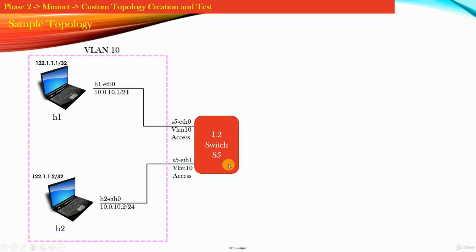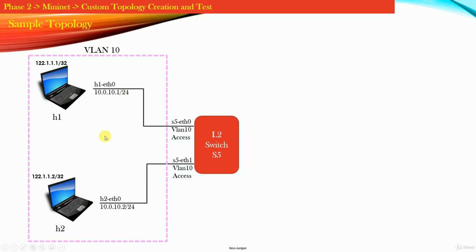And you can see that the interface H1 Ethernet 0 of host machine H1 is connected to interface S5 Ethernet 0, right? So every interface in the topology has a definite name. The interfaces which belong to the host machines are configured with an IP address. So in this case, you can see that H1 Ethernet 0 is configured with an IP address 10.0.10.1/24, right?